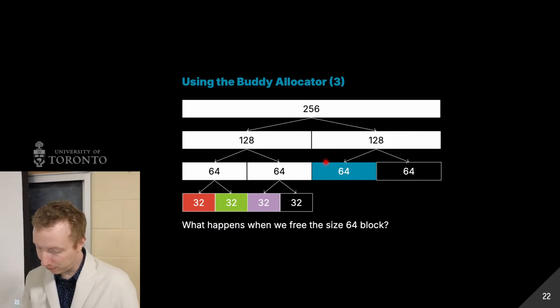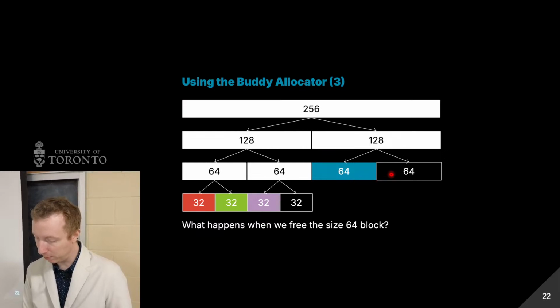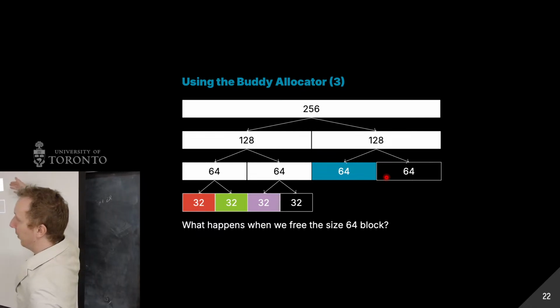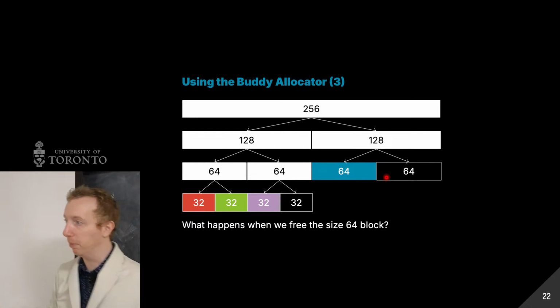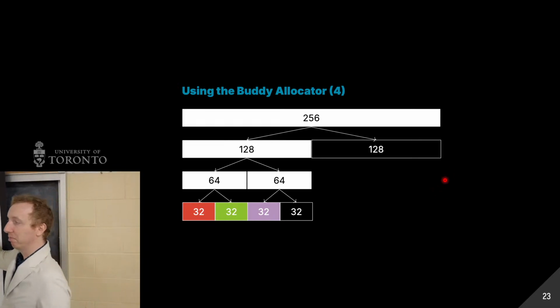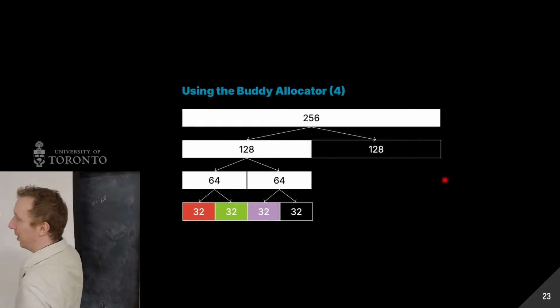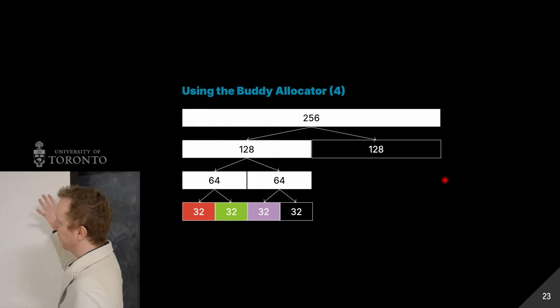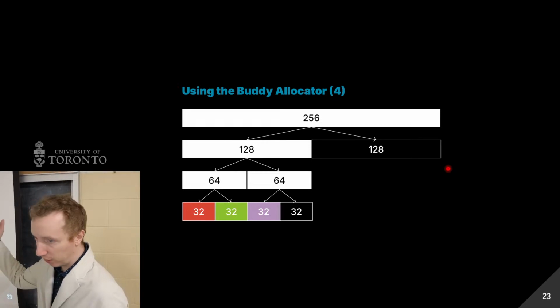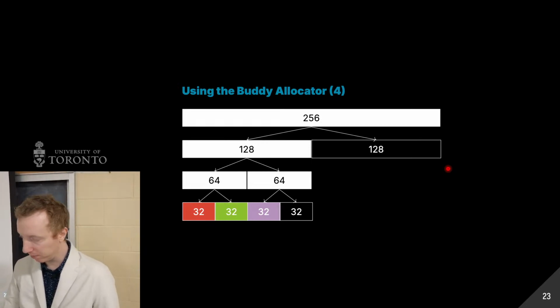Yeah, so if we free this one, this is the only 64-byte block. They're both free, so you and your buddy are free. So we can coalesce them and we can have a free 128-byte block. So after that, it would look like this. Everyone all right with that? That's basically how it would work. Again, we can implement that coalescing very, very efficiently by just checking a single bit. And then we do it recursively.